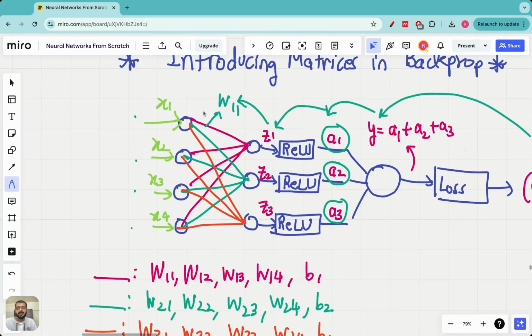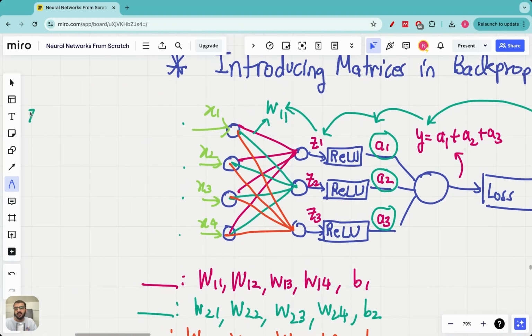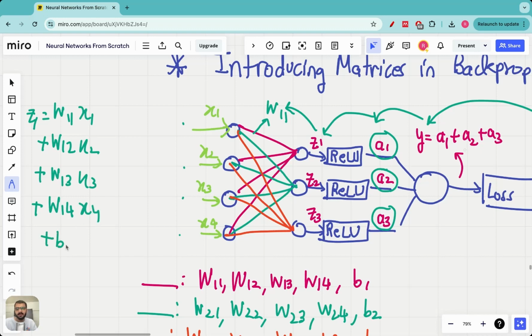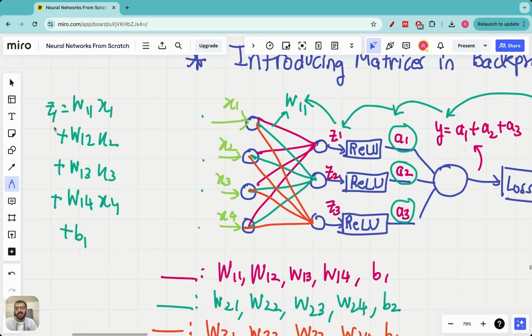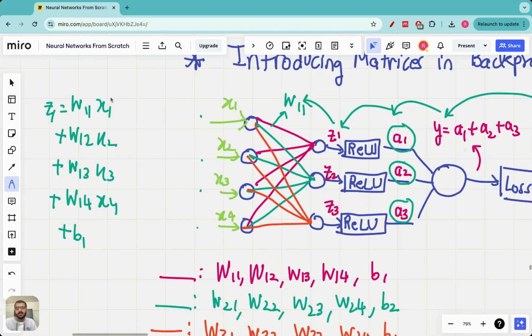And remember how Z1 depends on W11. Z1 is actually W11 x1 plus W12 x2 plus W13 x3 plus W14 x4 plus B1. So the partial derivative of Z1 with respect to W11 is just x1.